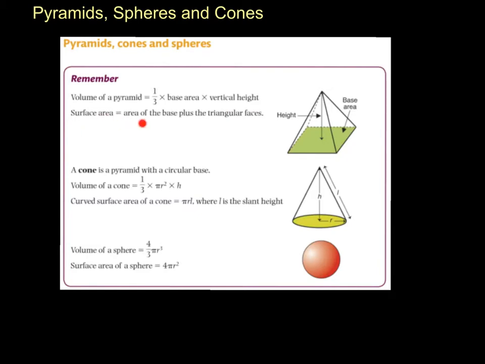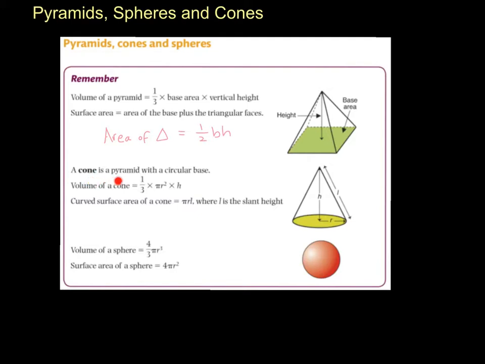The surface area, which is the area of the base plus the triangular faces. So you find the area of that shape, the area of that one on the back, that one on the side, that one on the front, and add them all together. So in addition to these formulas, you're also going to be using the area of a triangle one, half times the base times the height.